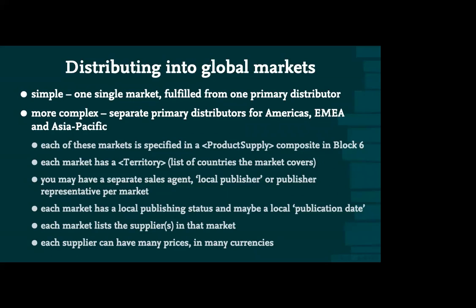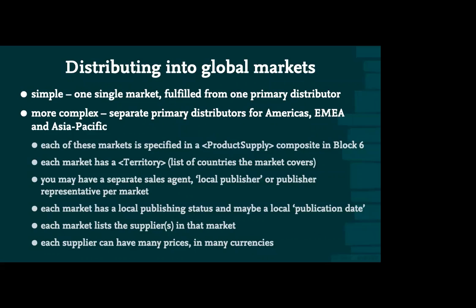Each market has a specific geographical extent, like EMEA. It has its own primary distributor, or exclusive supplier in ONIX terms. It has its own market-specific publishing status, and one market could have a later market-specific pub date than the others. And within each of these markets, you might even have a local publisher or a sales agent. In ONIX terms, these are called publisher representatives. And then there might be secondary suppliers, wholesalers, who operate within each of the markets too.